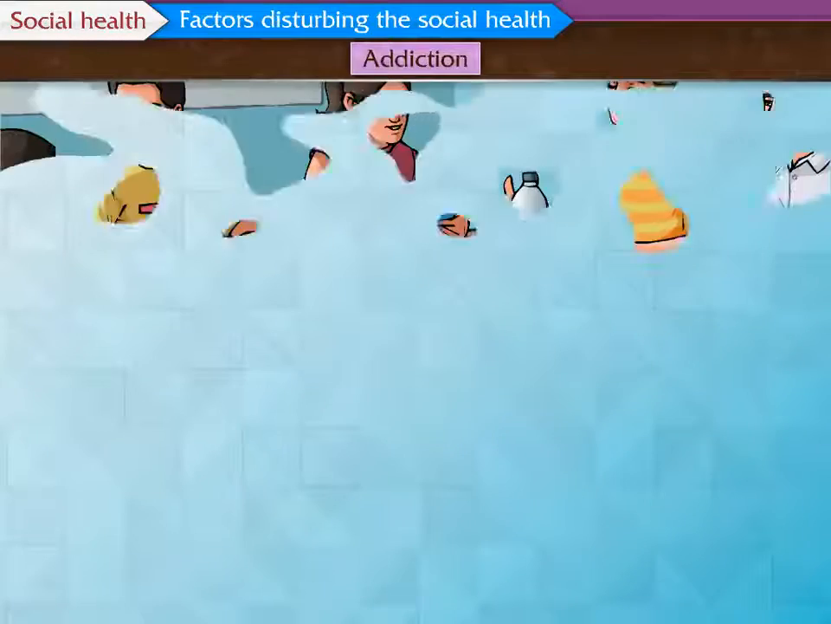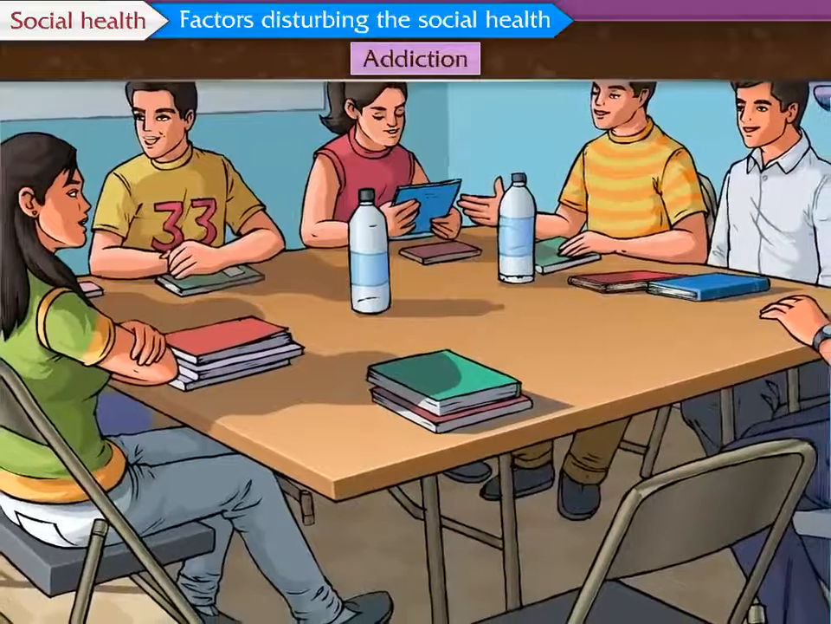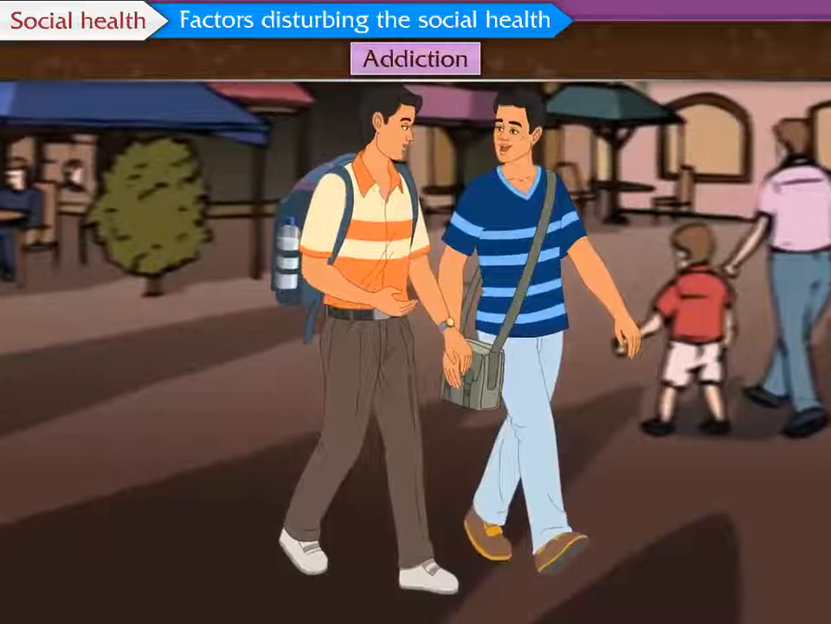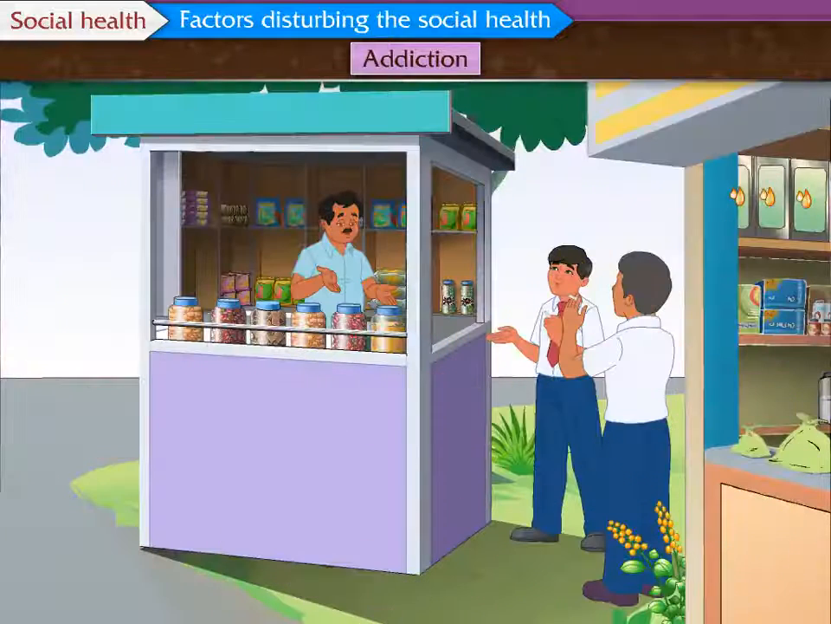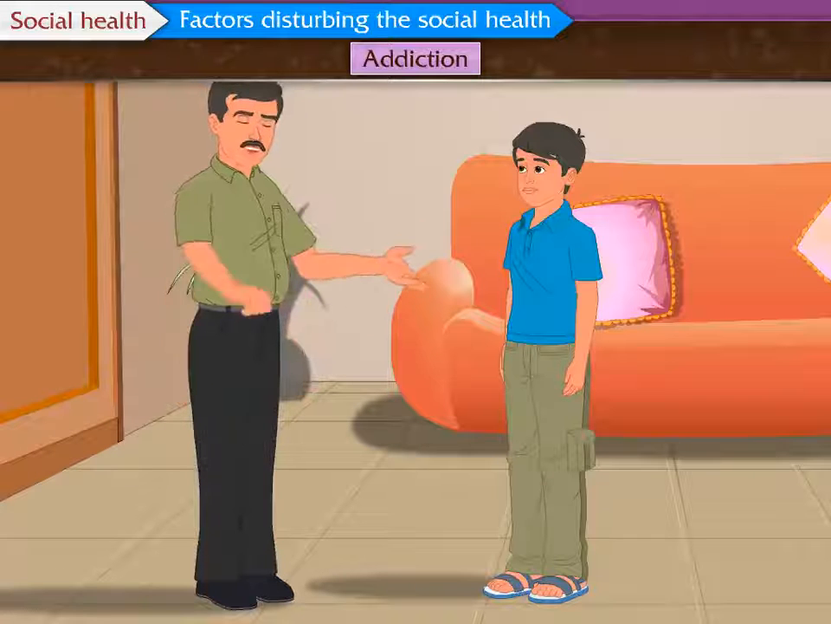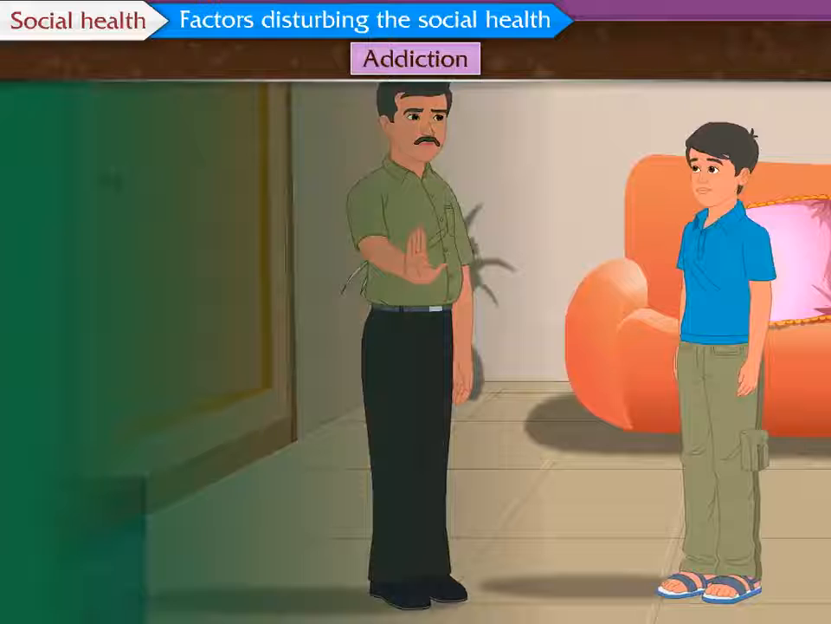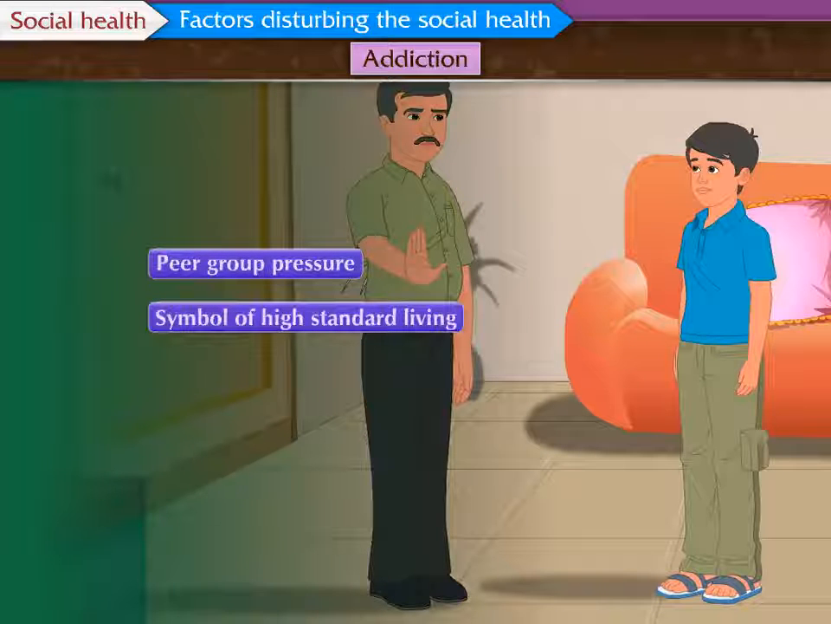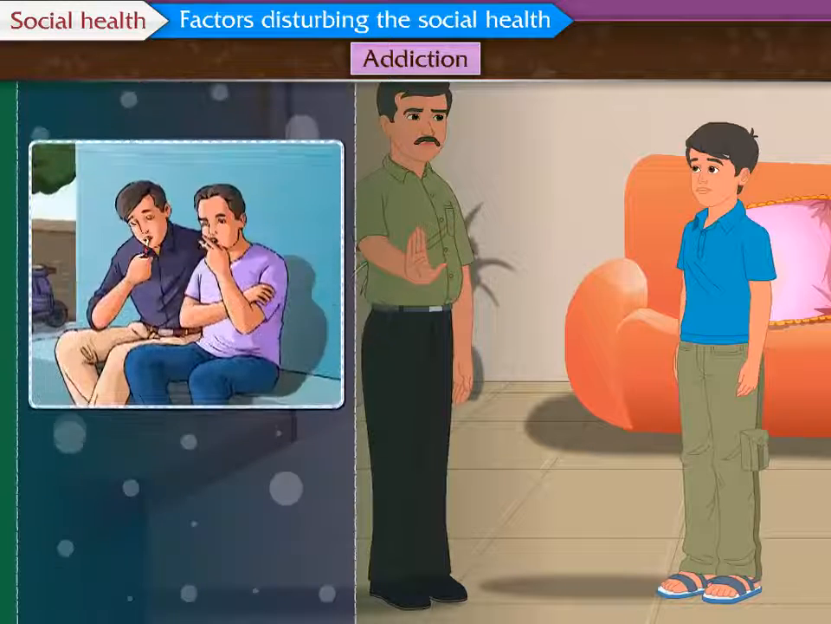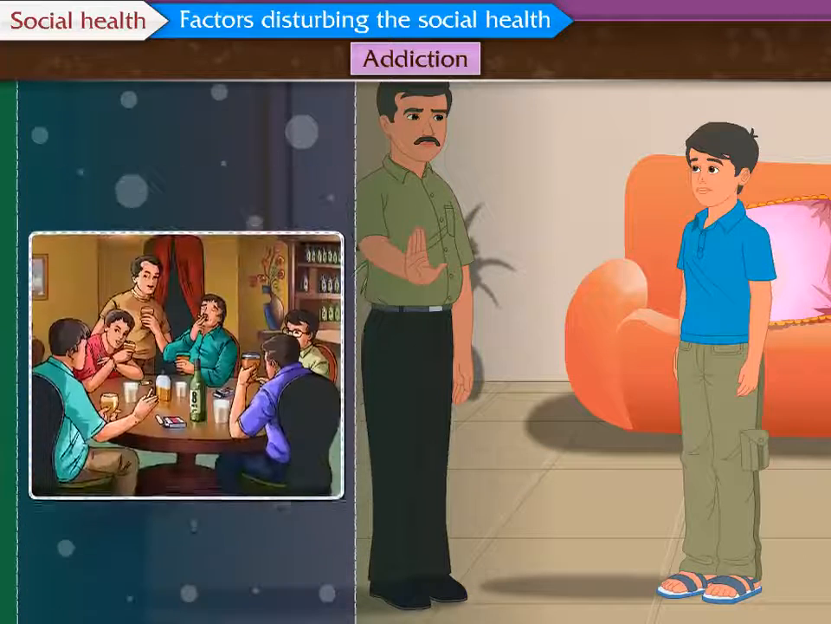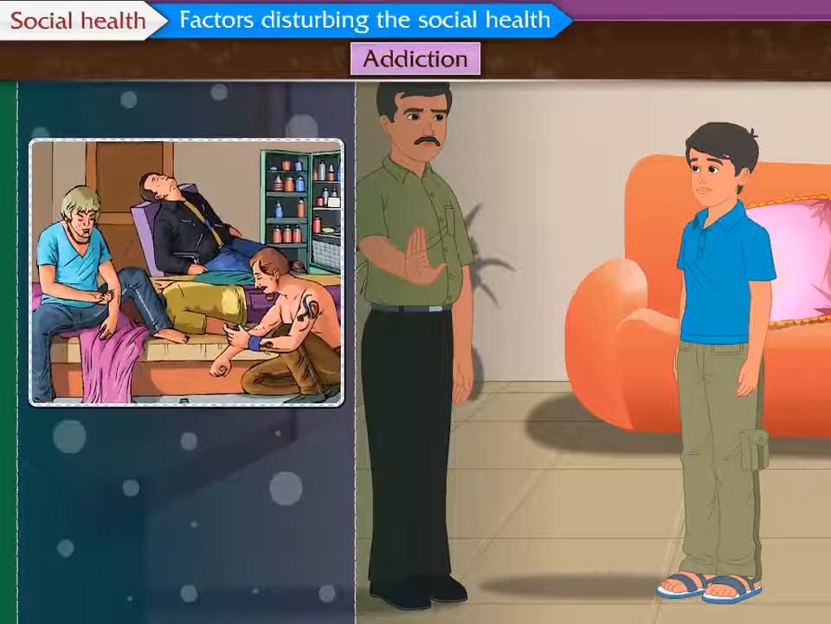Addiction. In case of adolescents, peer group influence is much stronger. Adolescents always prefer the company of friends and follow their good or bad habits instead of following the advice of parents and teachers. Due to either peer group pressure, a symbol of high standard living, or as an imitation of elders, adolescents in their early age try tobacco, cigarette, gutka, alcoholic drinks, drugs, etc.